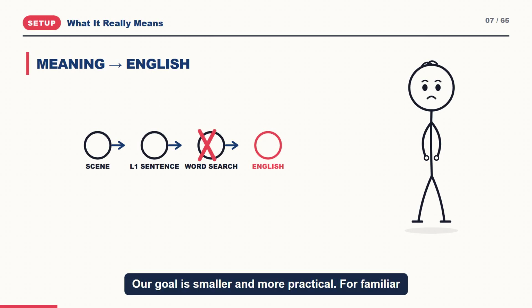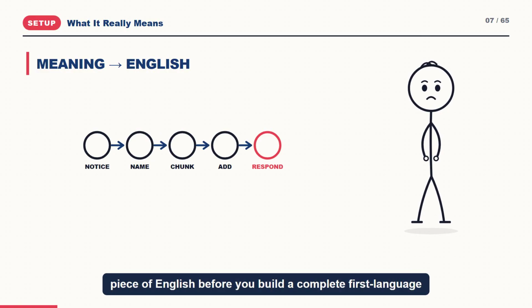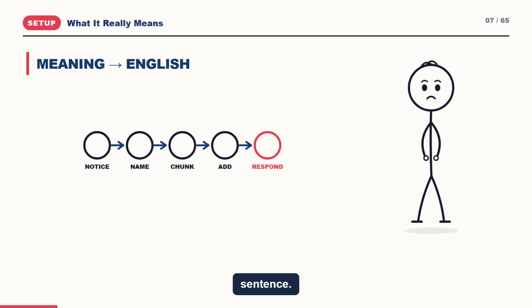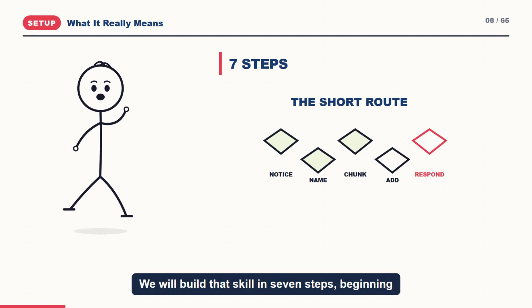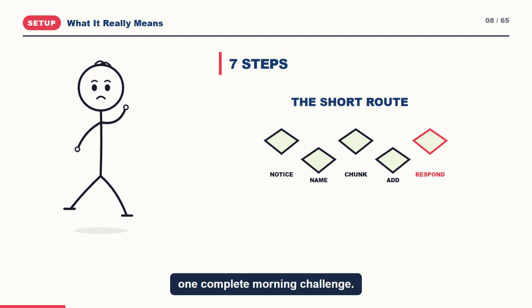Our goal is smaller and more practical. For familiar moments, start from the meaning and retrieve a useful piece of English before you build a complete first language sentence. We will build that skill in 7 steps, beginning with one word and ending with a real response. You will practice in the middle, then finish with one complete morning challenge.